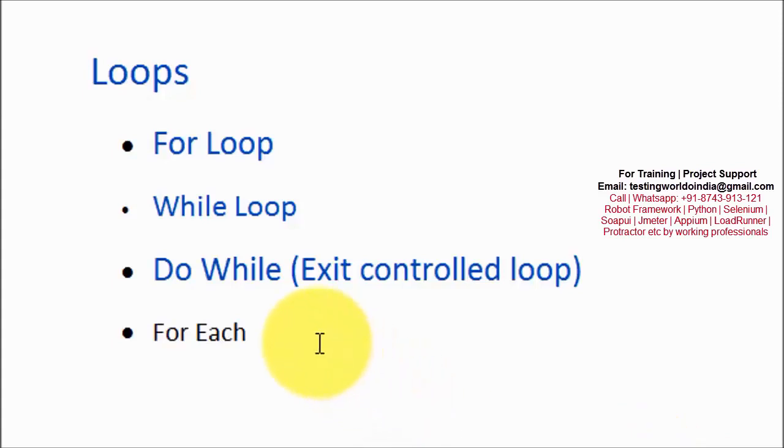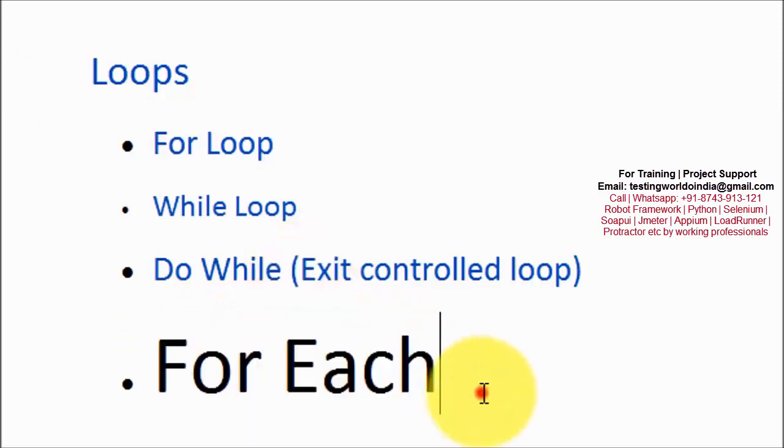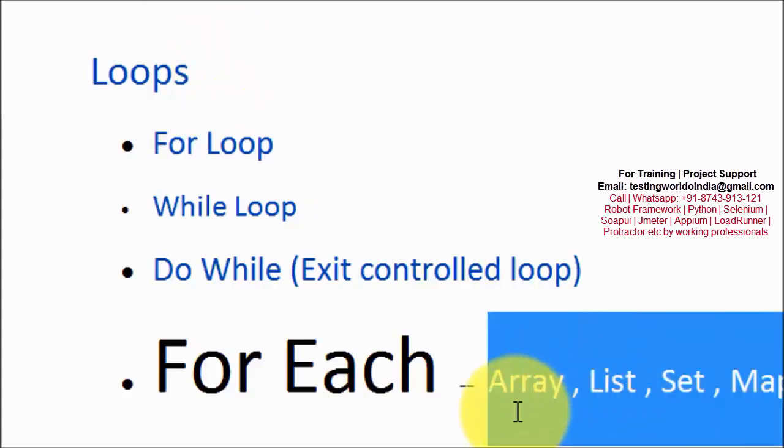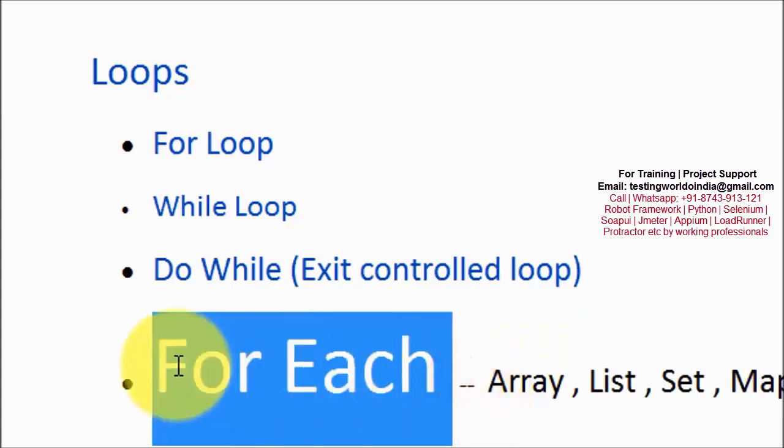In this session, we are going to see the for each loop. The for each loop works when we have a set of data, meaning either you are working on arrays, or you are working on a collection, meaning a list, set, or map. If you have a collection of data, only then can you use the for each loop. I'll show you how we can use it.